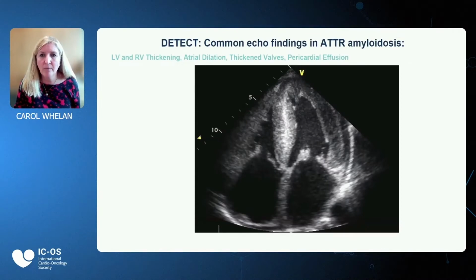This is the 4-chamber apical view. Everything's upside down. The probe is on the chest at the top of the screen. And we can see there's biatrial dilatation, or an Alzheimer's appearance, with thickening of the right ventricle, interventricular septum, and left ventricle, thickening of the valves and the interatrial septum. These are typical appearances of amyloidosis.